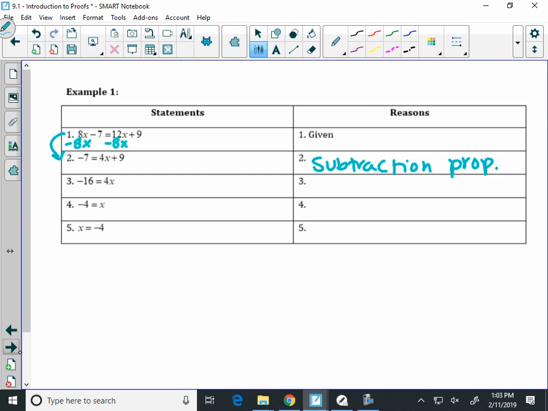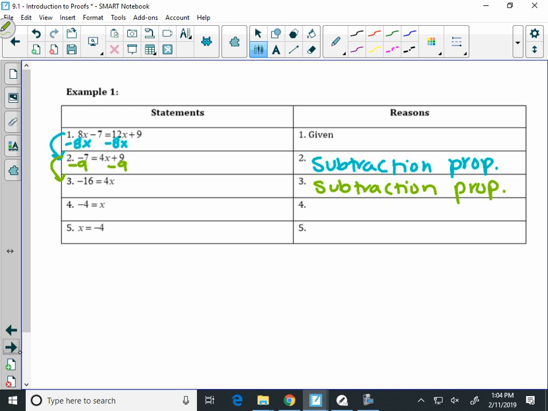Then from step 2 to step 3, what happened? What changed? Yeah, we used that subtraction property again, and we subtracted 9 on both sides. So when we subtract the same thing on both sides, we use the subtraction property. And again, we use the subtraction property to get statement 3, so that's going to go with statement 3. And yes, you are allowed to use the same reason more than once in a proof. That will happen.